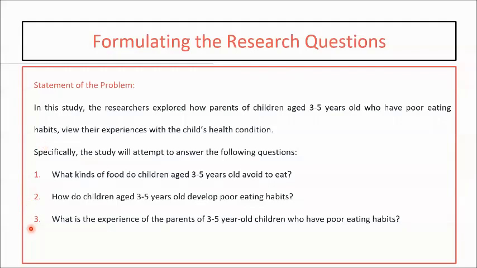What is the experience of the parents? Kasi meron dito kanina. Of 3 to 5 years old children who have poor eating habits. Okay, so as you can see here, the specific questions are connected to the major question or problem. Gets? Again, so they must be connected to our topic itself.